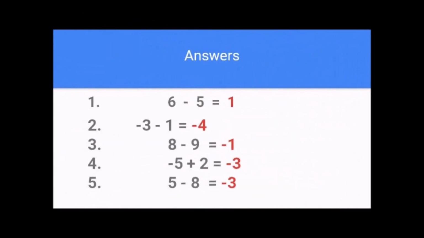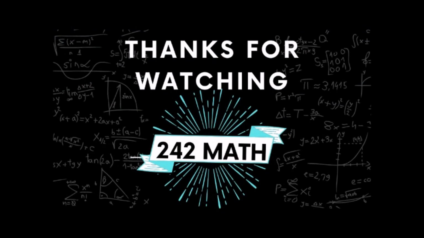Answers coming up. Here we go. Number 1 was 6 minus 5. That's 1. Okay, positive 1. Negative 3 plus negative 1 is negative 4. 8 minus 9, negative 1. Negative 5 plus 2 is negative 3. And 5 minus 8 is negative 3 as well. Okay, hope you got 5 out of 5 for that. If you didn't, then go back, look over it again, and see what you did wrong.